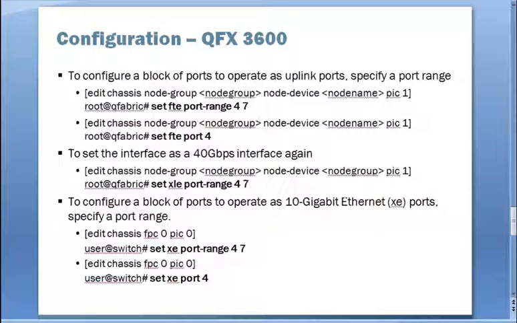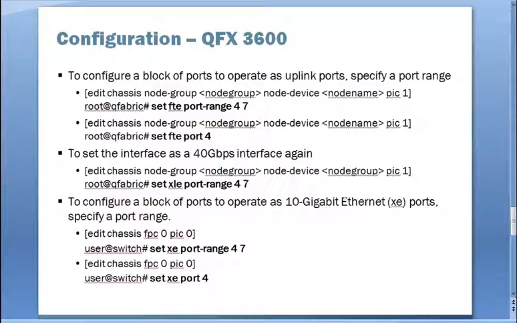Remember, PIC1 is for the 40 gig usage. And then we set the interface types to FTE. So set FTE port range 4/7 would set the hardware interfaces Q4 till Q7 to uplink interfaces because of the FTE interface type. If we would like to do that for a single interface, we just use the port keyword rather than the port range keyword.